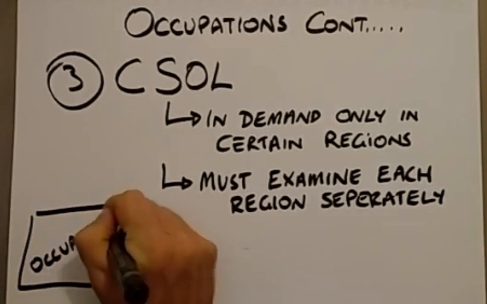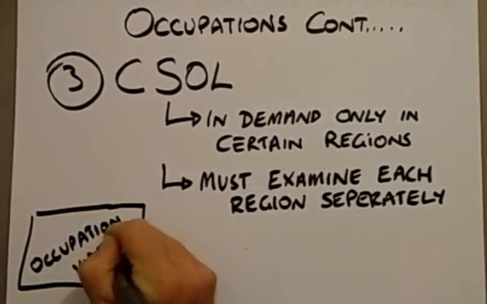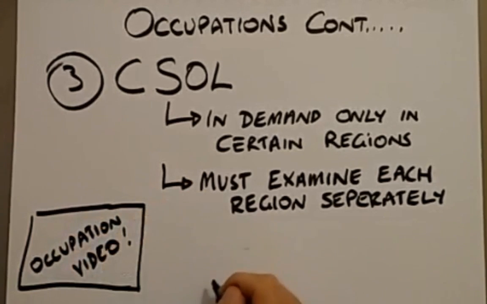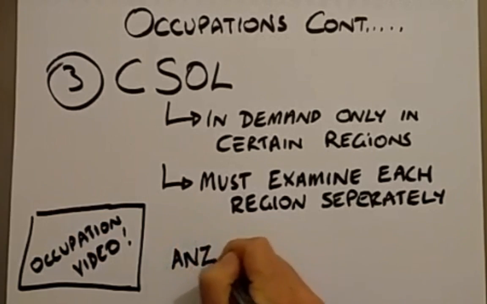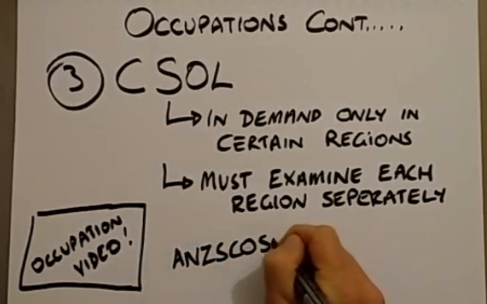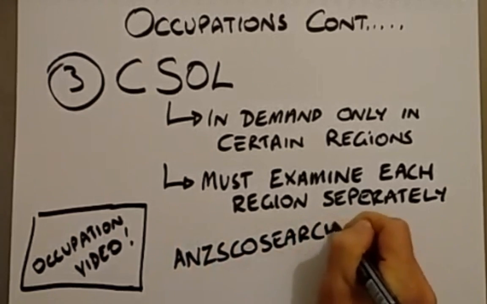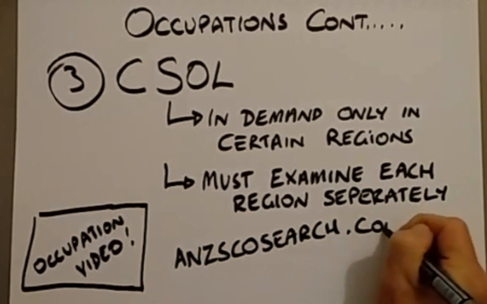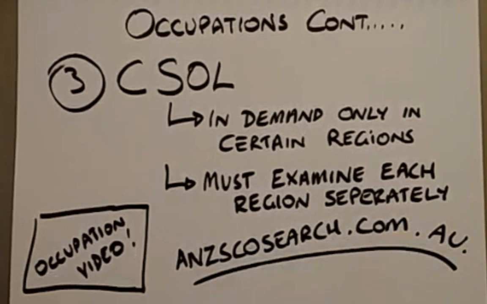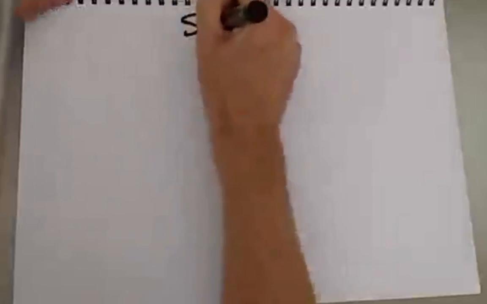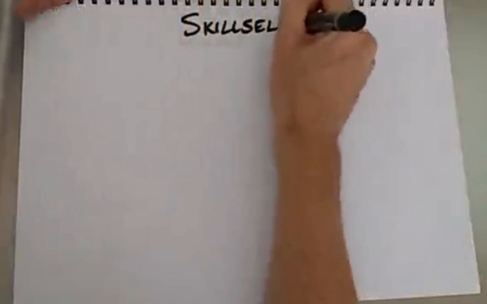So we would recommend that you check out our occupation video and anzscosearch.com.au, links below. If your occupation is on the CSOL list, you can still apply for an independent visa, but you need to have a look at the regional areas and the assessment processes first. So it adds another set of requirements on top of the independent skilled visa process.